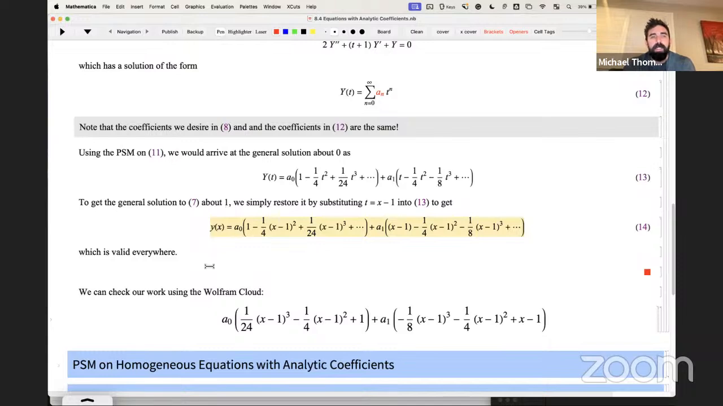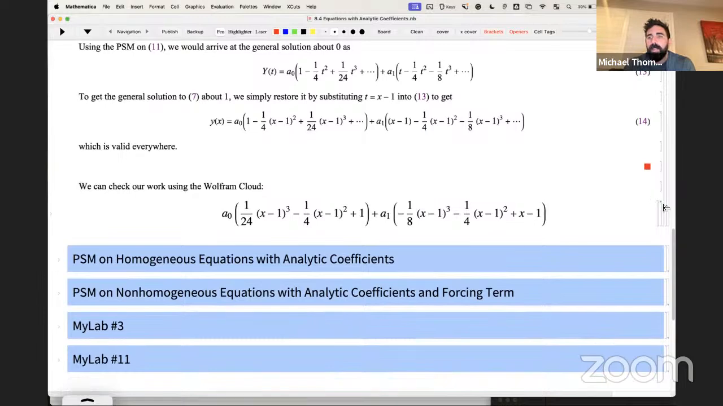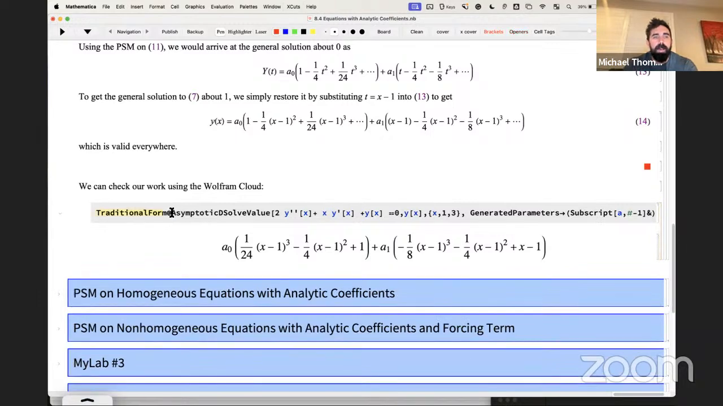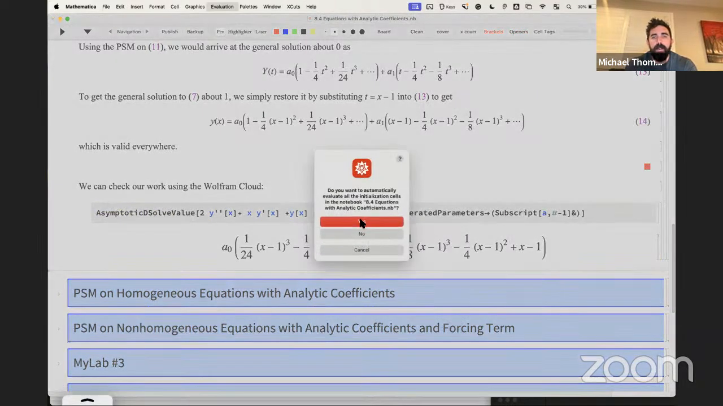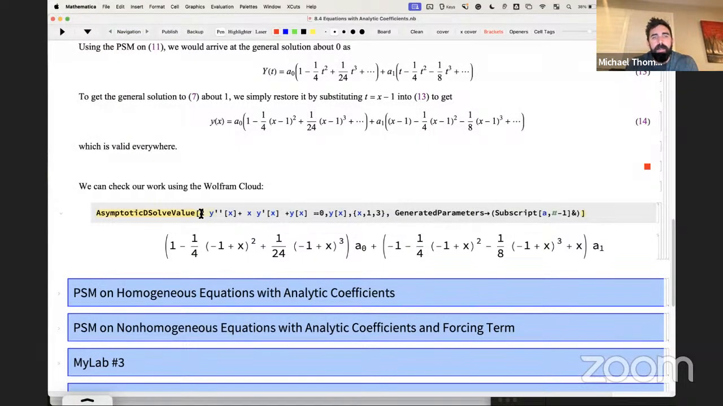Now we could check our solution here. If you plug the original differential equation in here and you want to find the solution about 1, here's the code that will get it for you. Again, you don't need this traditional form; I could take that off there, it just makes the answer prettier. There's your differential equation, your dependent variable you're solving for, your independent variable, and the point you're looking for, the center. This is the degree to which we want to go.